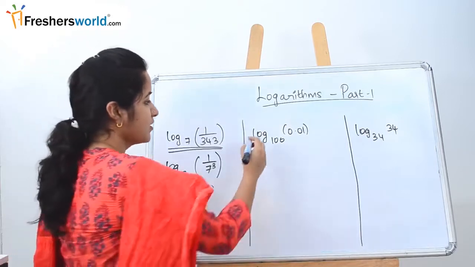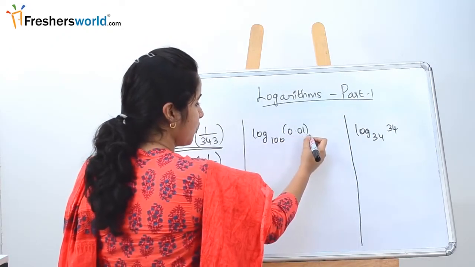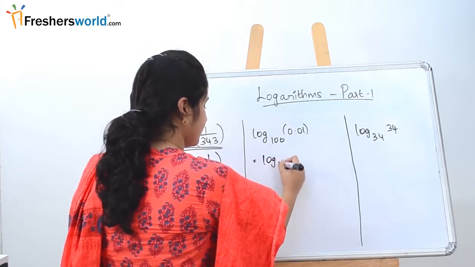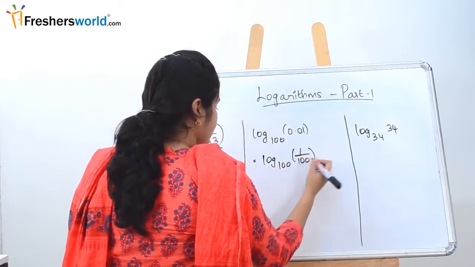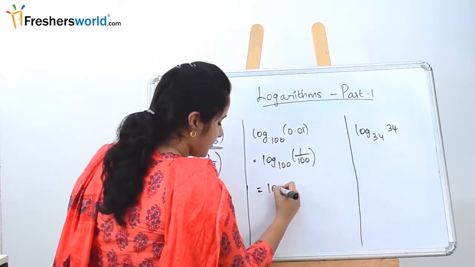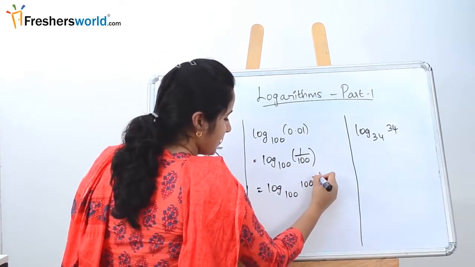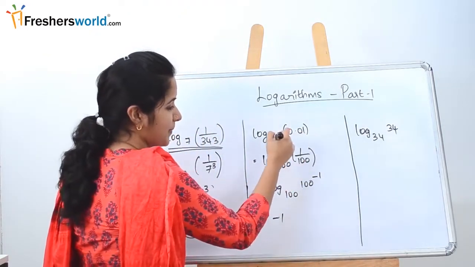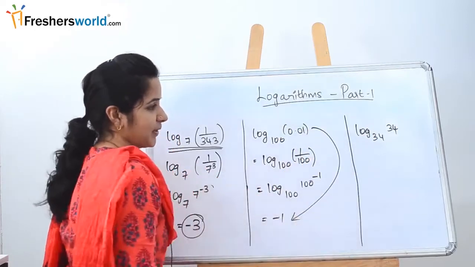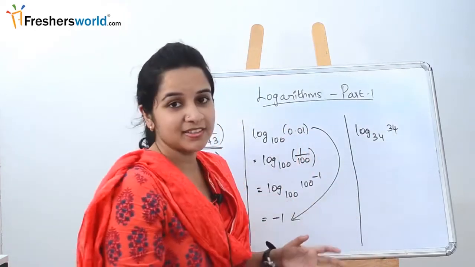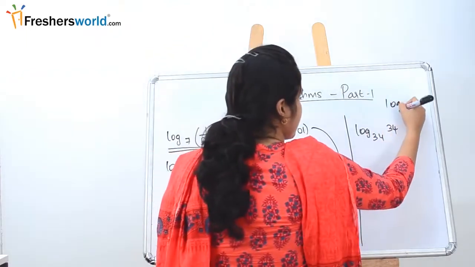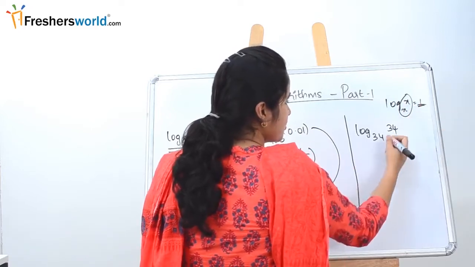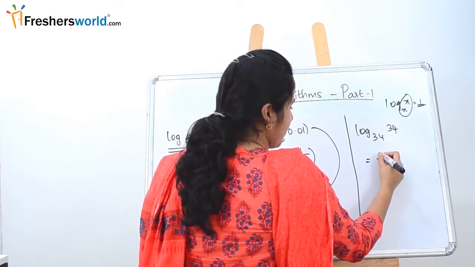Let's solve another sum. They have given log 0.01 to the base 100. So how can 0.01 be written? 1 by 100. So 100 if it goes on the top, 100 power minus 1. So the value is minus 1. So once you solve log 0.01 to the base 100, the value is nothing but minus 1. The next sum is very simple. It's a direct sum. As you know, log x to the base x is equal to 1. Both the values should be same, then the value is equal to 1. So both are same here, so the value is nothing but 1 here.